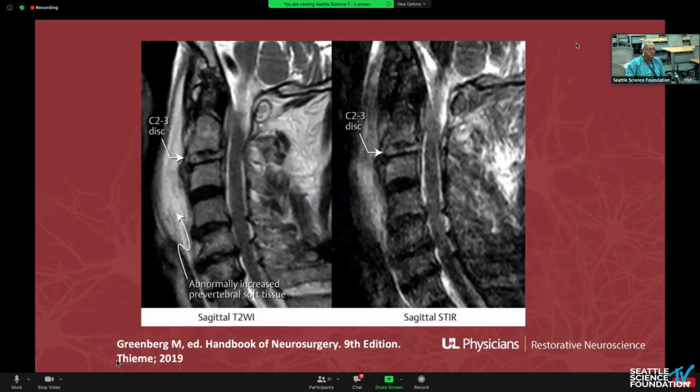This is the typical MRI imaging. There is usually a possibility of a C2-3 disc injury. There is posterior ligamentous injury. There's prevertebral soft tissue swelling, and there's various amounts of posterior either hematoma or disc, sometimes behind the disc.